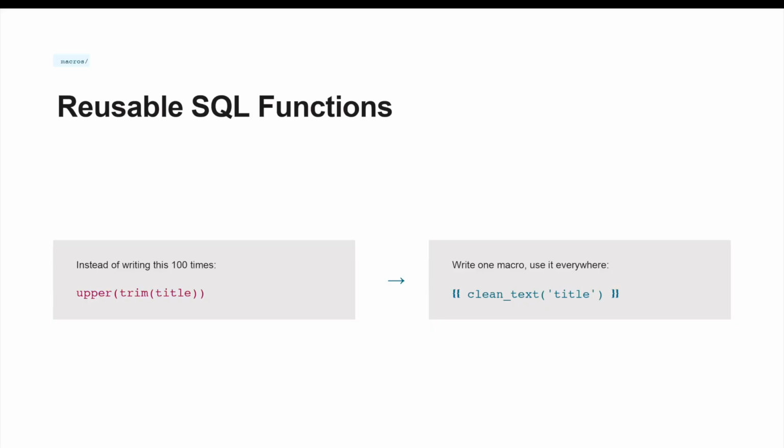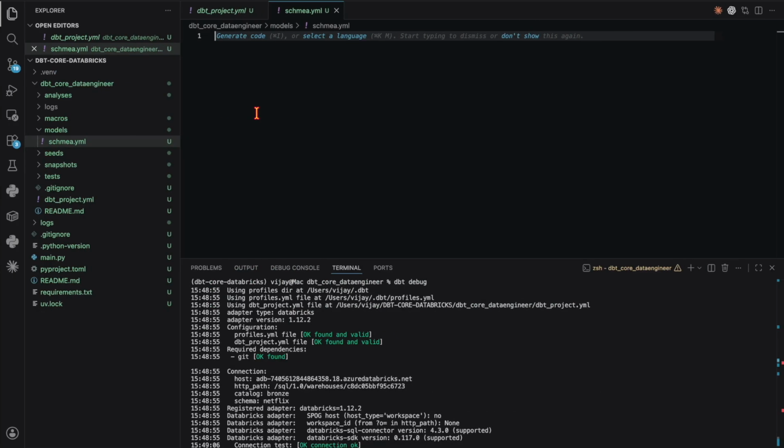Here, macros. Why do we need macros? Think of macros as a reusable component. It acts like a function. If you write a function once, you can reuse it across your program. As I was saying, the tests can also be defined under the schema.yml. Then what is this test folder all about?